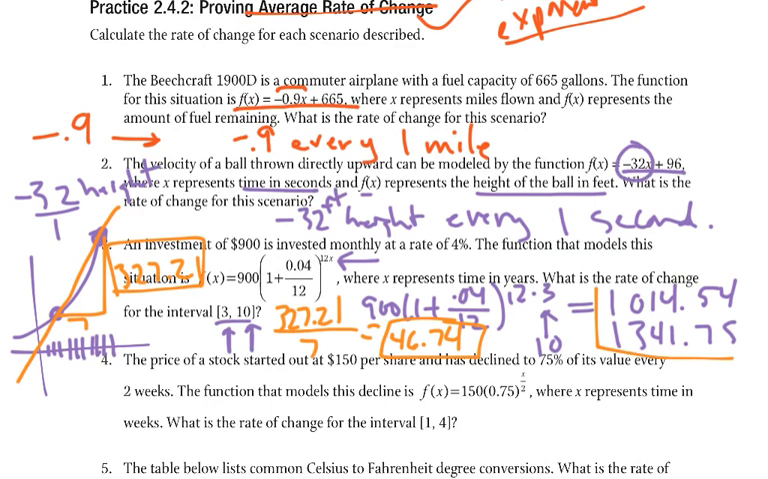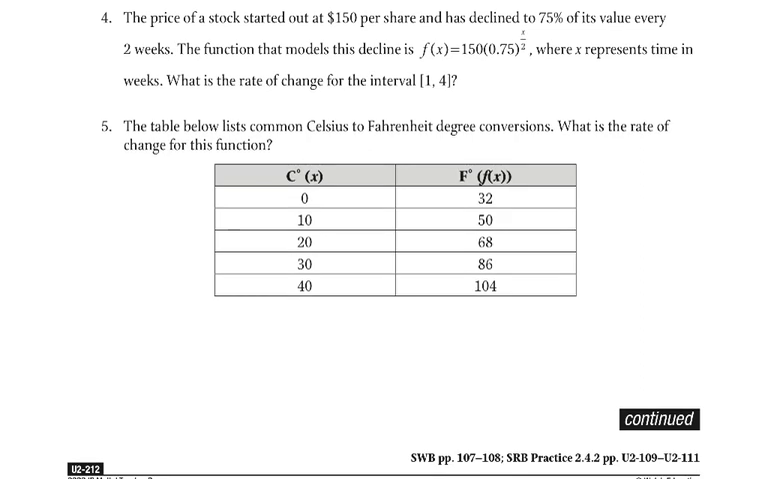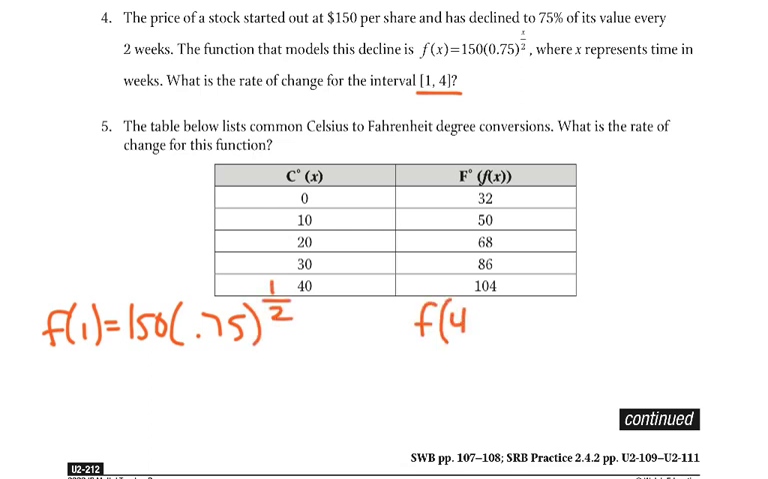Okay, number 4 is similar. So the price of stock started out at $150 per share and has declined to 75% of its value every 2 weeks. The function that models this decline is f of x equals 150 times 0.75 to the x over 2, where x represents time in weeks. What is the rate of change for the interval 1 to 4? So I go f of 1, okay, and then it'd be 1 over 2, and then I'm going to do f of 4, right? Using a calculator, I'll do the same thing, 4 over 2.